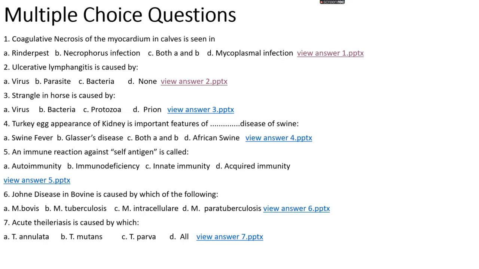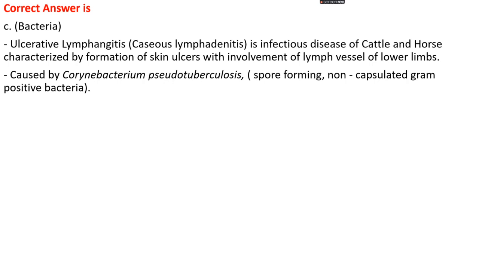Question number 2. Ulcerative lymphangitis is caused by option A, virus, option B, parasites, option C, bacteria, option D, none. The right answer is option C, that is bacteria.